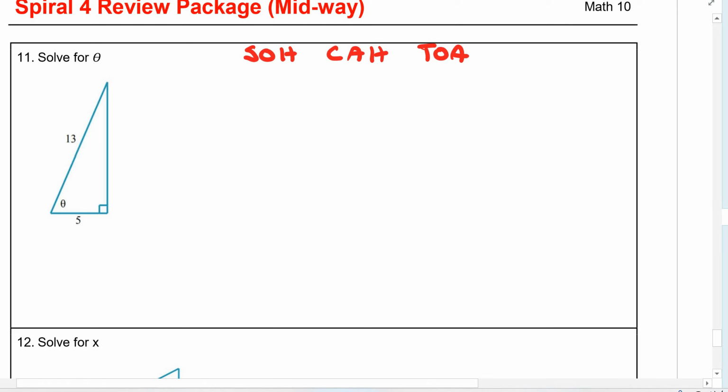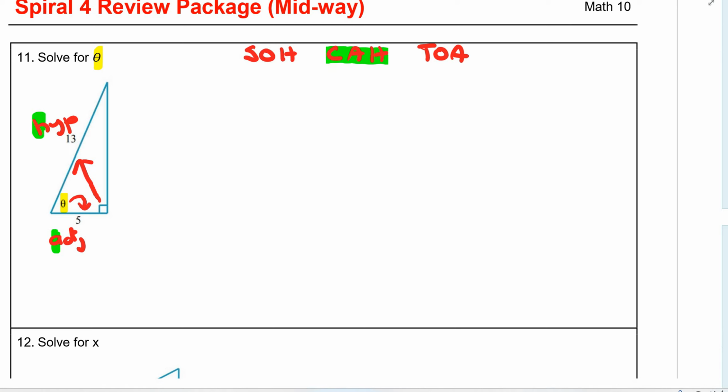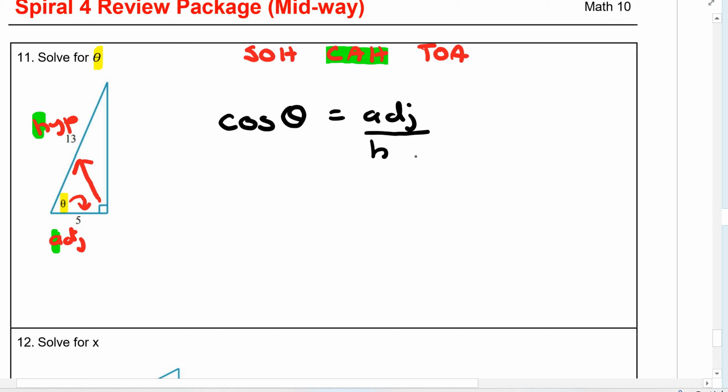For question number 11, I need to solve for the angle in this problem. So let's go ahead and label the triangle here. This 5 is right next to the angle, so we call that the adjacent. And if I look at my 90 degree box and go right across, this is your hypotenuse. So I have my hypotenuse and my adjacent, so that's going to be my cos function. Cos takes your adjacent and your hypotenuse. So we will write down cos of the angle equals the adjacent over your hypotenuse.